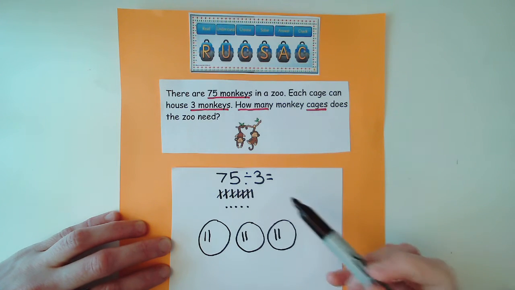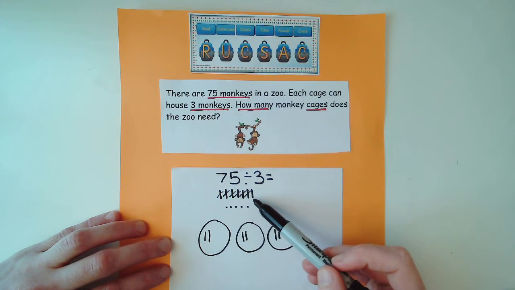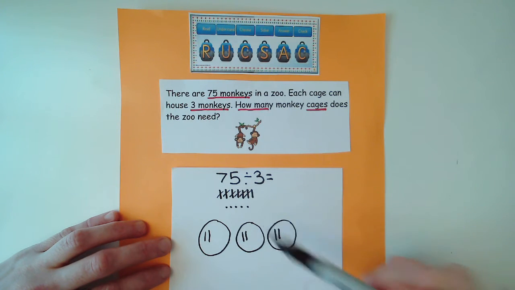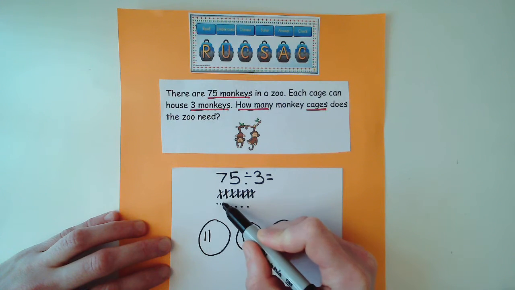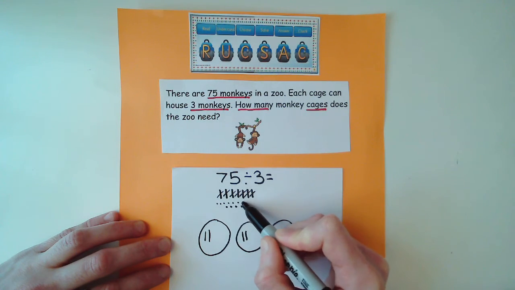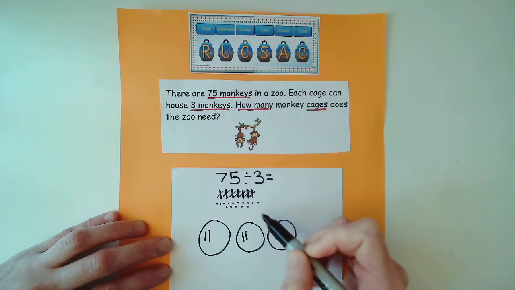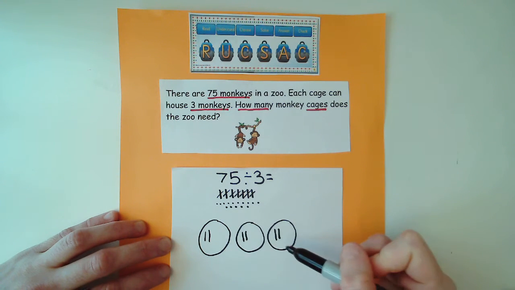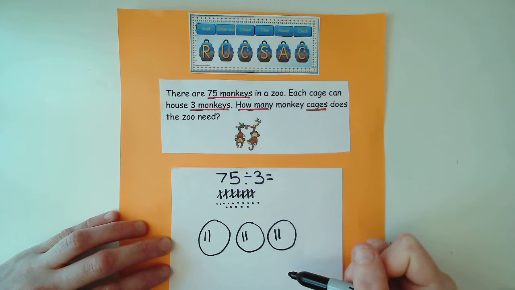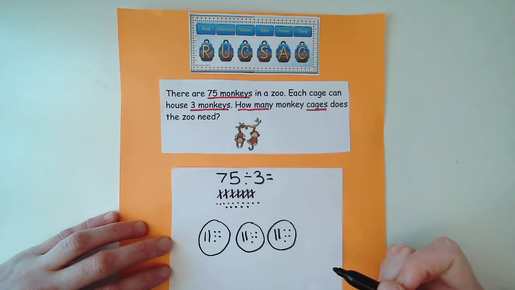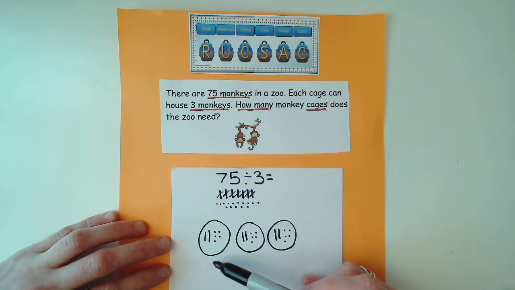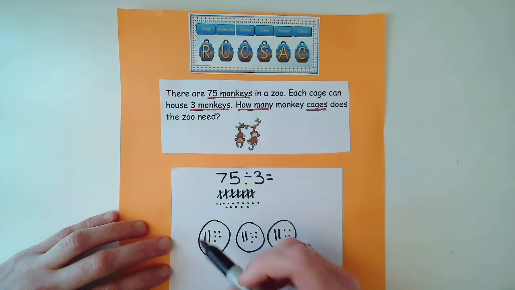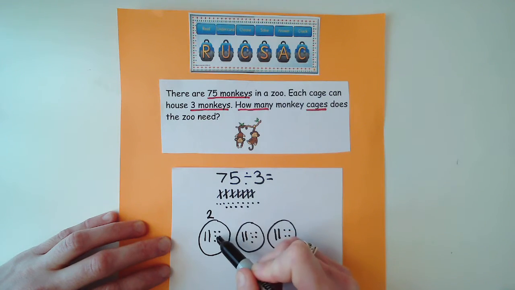Oh dear, I've got 10 here that I can't put in as a stick. So I'm going to exchange it for 10 dots. 1, 2, 3, 4, 5, 6, 7, 8, 9, 10. So now I have 15 dots which I can divide more easily into my 3 circles. So now that I've divided up my 75 into 3, let's see how many we've got in each circle. So we've got 10, 20, 5.